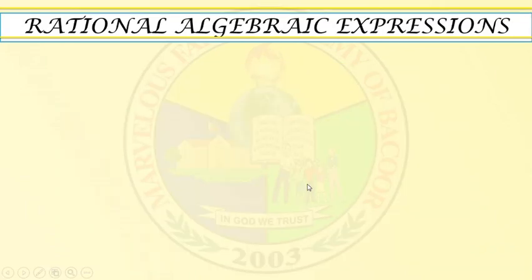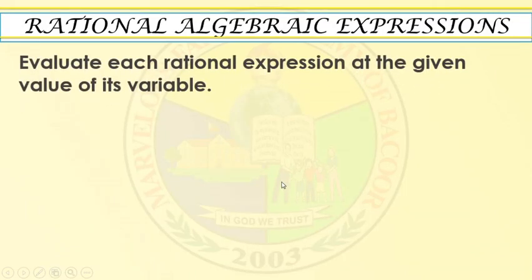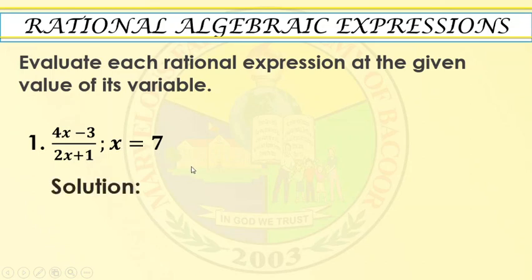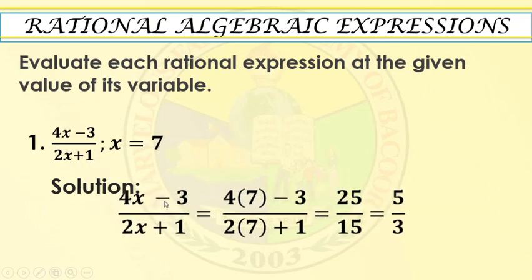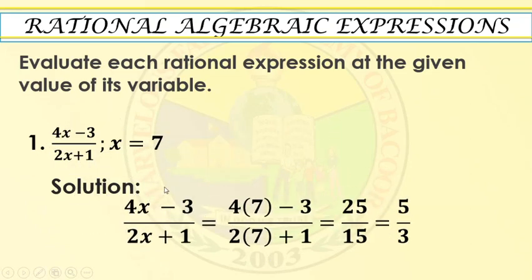Okay? So next, let's evaluate each rational expression at the given value of its variable. Okay, so i-evaluate natin yung ating rational expression kung saan given yung mga value ng variable natin. Okay, so example number 1, 4x minus 3 over 2x plus 1 where x equals to 7. Okay, so the first thing that we're going to do here is we're going to substitute all the value of x equals to 7. Okay, so sasubstitute lang natin ng 7 lahat ng variable x natin.